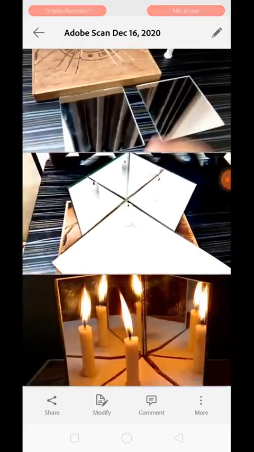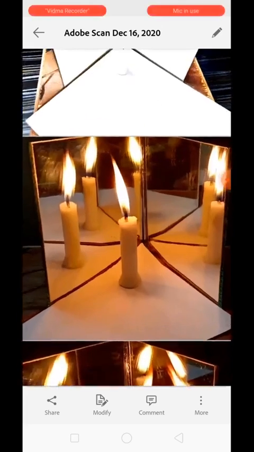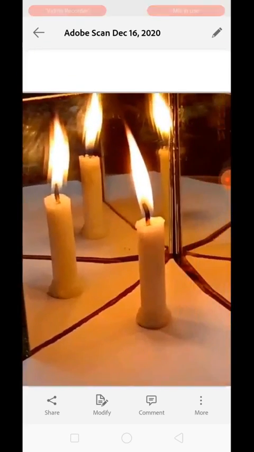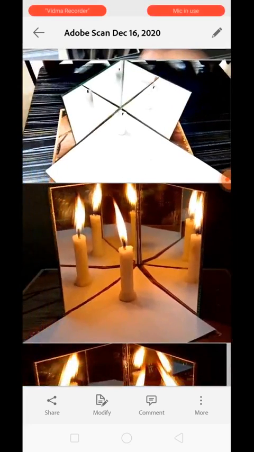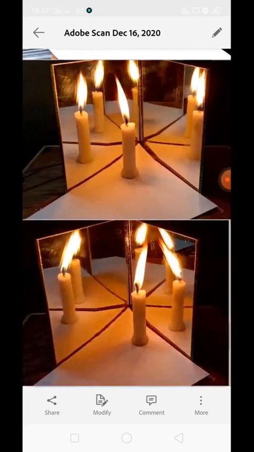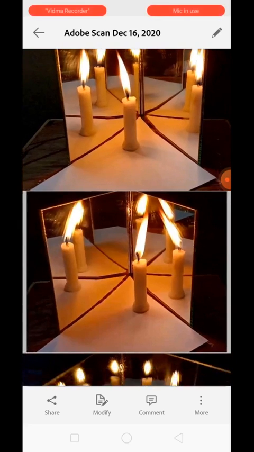Now over here you can see 1, 2, 3, 4, 5. 5 images are formed of the same candle, but the mirrors are kept at different angles. You can see over here. Now we also have 5 images present over here. 1, 2, 3, 4, 5.